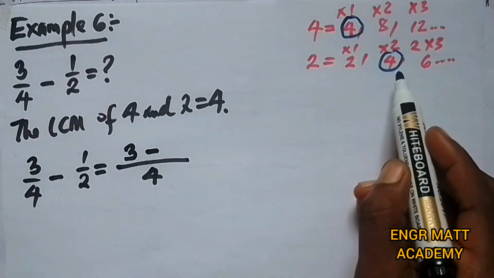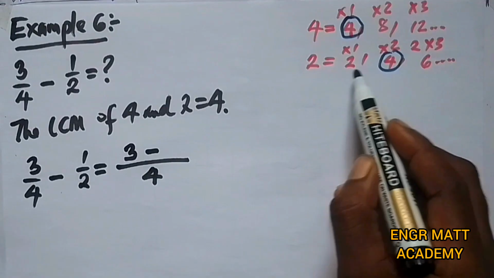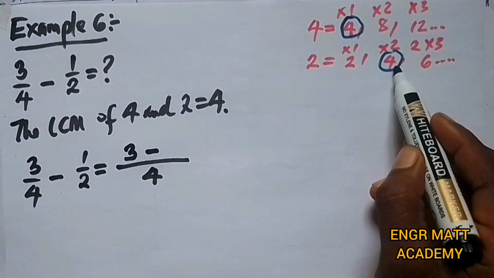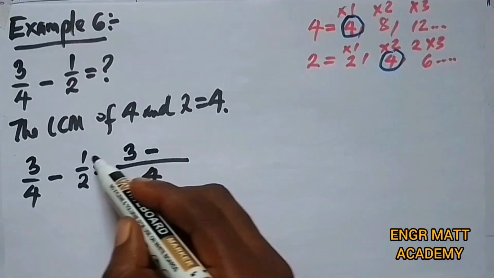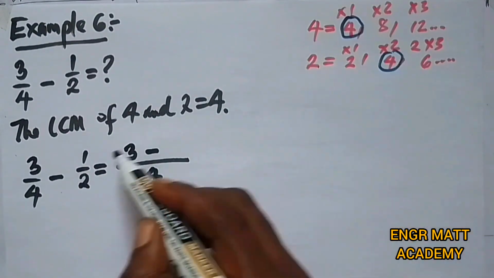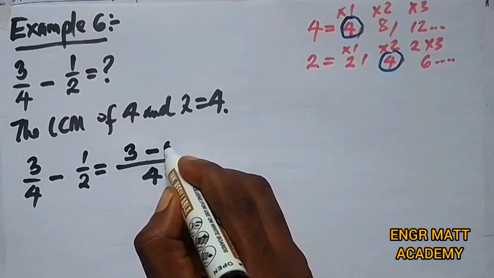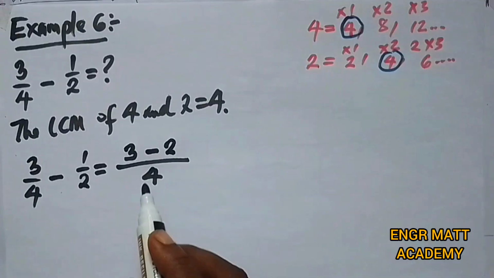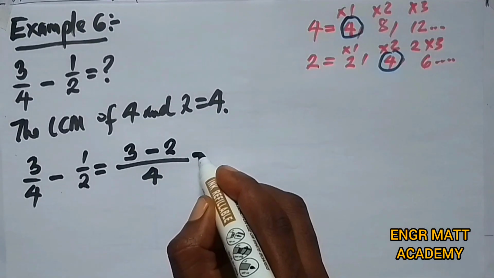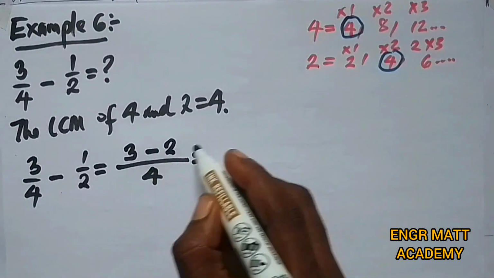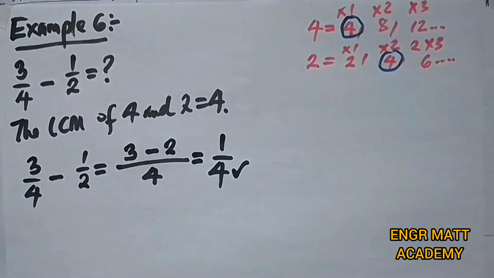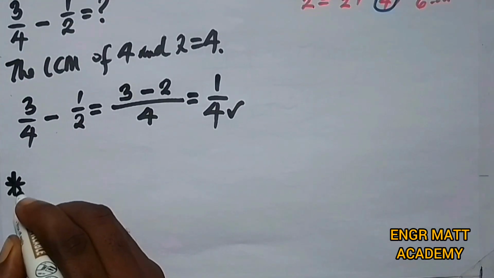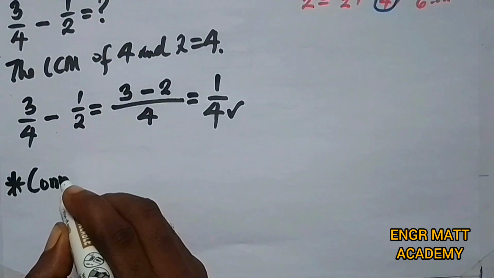minus, how did we get this 4? The multiples of 2. How do we get this 4? We say 2 times 2. So this 2 we multiply this 1. 2 times 1 will give us 2. So we now have 3 minus 2, and our final answer will be 3 minus 2 is 1, 1 over 4. Now let's talk about common mistakes to watch out for.